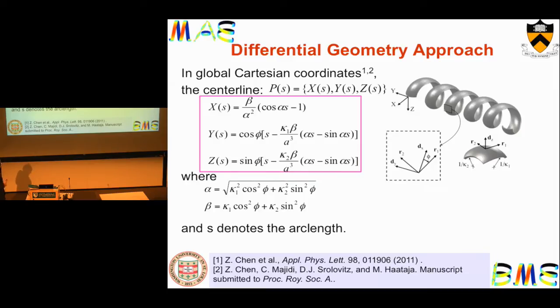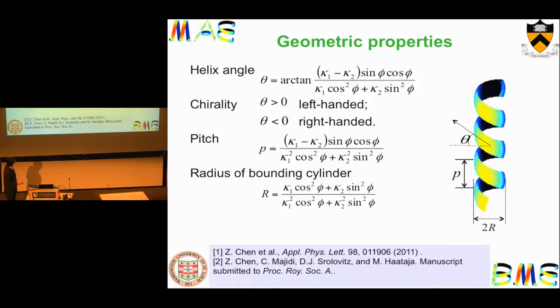But at the end of the day, the center line of the ribbon can be parameterized as a function of the arc length measured from the beginning. And all these other parameters can be written in terms of kappa 1, kappa 2, and phi, these three independent geometric parameters. And we can show that the center line actually forms a helix, and the macroscopic geometric parameters, such as the helix angle, can be written in terms of kappa 1, kappa 2, and phi.